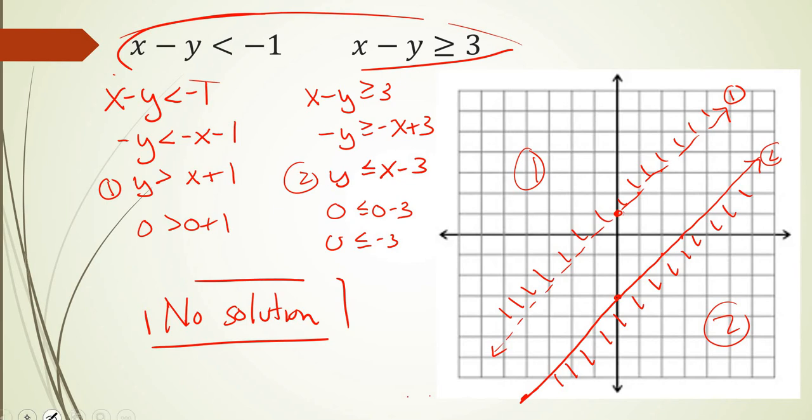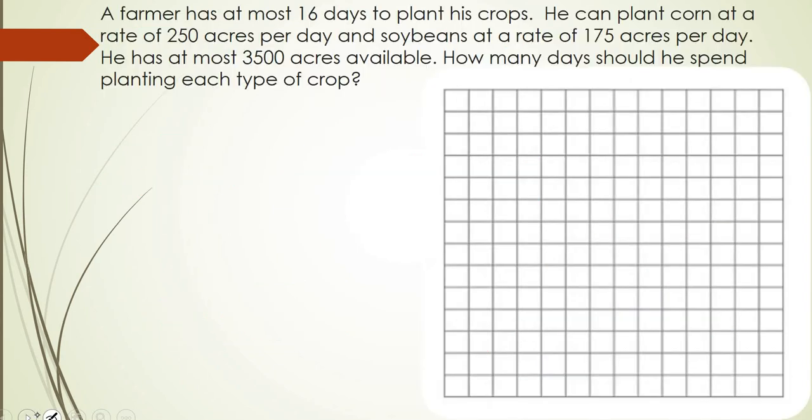Okay, the last one is a word problem. We're going to look at this and see how it goes. Okay, a farmer has at most 16 days to plant his crops. He can plant corn at a rate of 250 acres per day and soybeans at a rate of 175 acres per day. He has at most 3,500 acres available. How many days should he spend planting each type of crop?